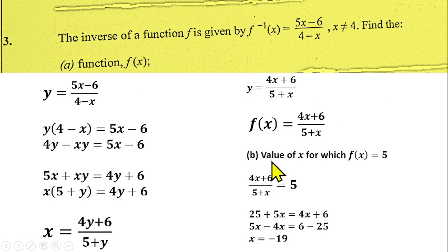Then question B said that we have to find the value of x for which f of x is equal to 5. So our f of x is this, and it's equal to 5. So technically, equate this one to be equal to 5.